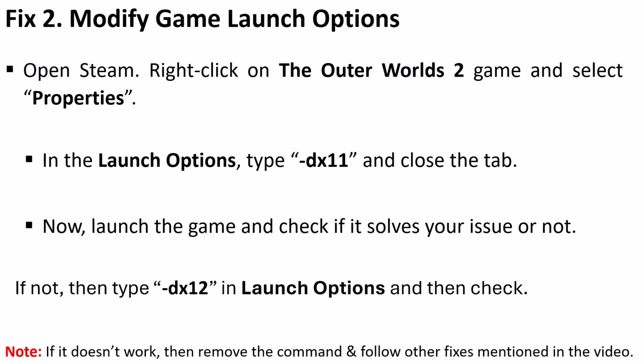Fix 2. Modify the game launch options. Open Steam, right click on the Outer Worlds 2 game and select Properties. In the launch option type -DX11 and then close the tab. Now launch the game and check if it solves your issue or not. If not, then type -DX12 in the launch options and then check. If it still doesn't work, then remove the command from the launch options and then follow other fixes mentioned in the video.